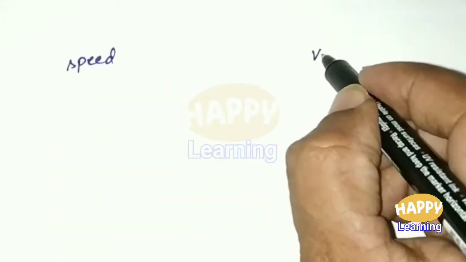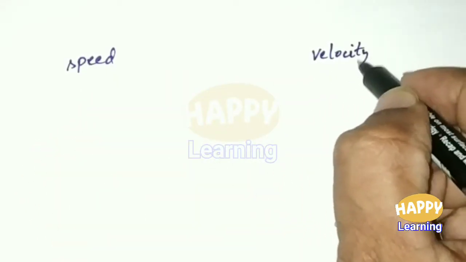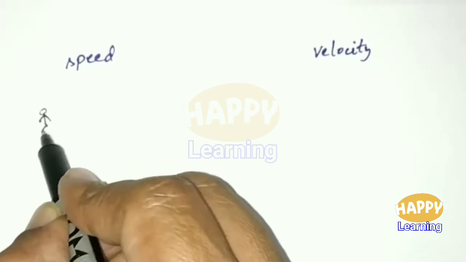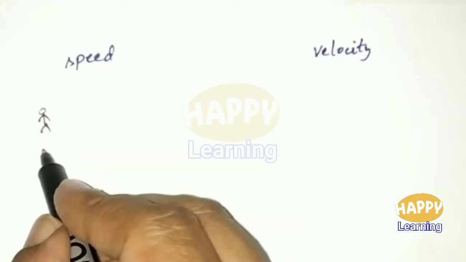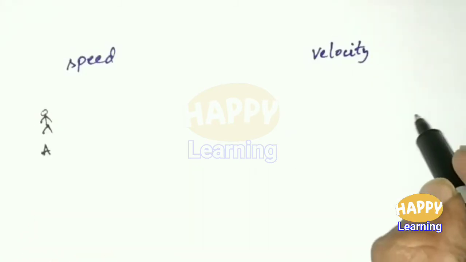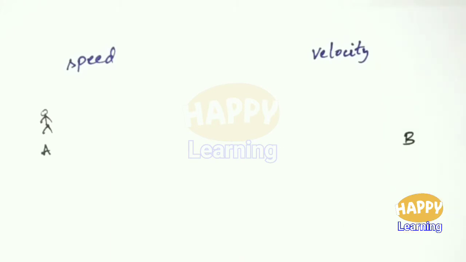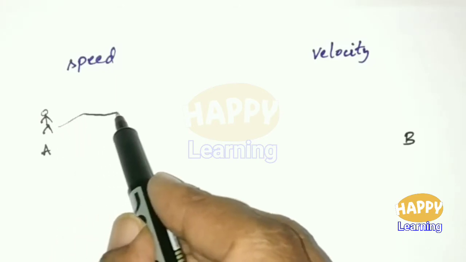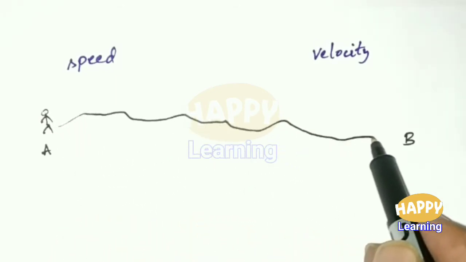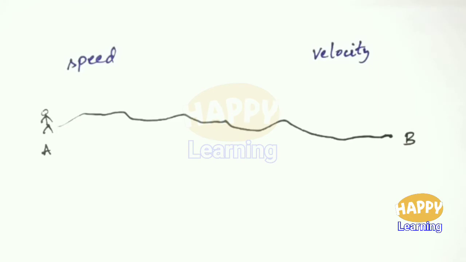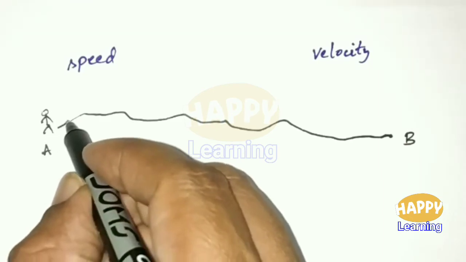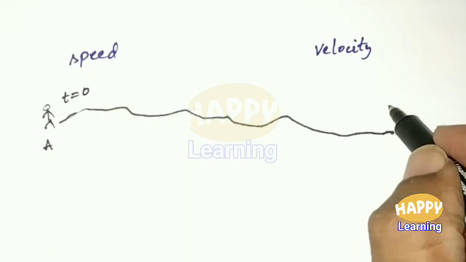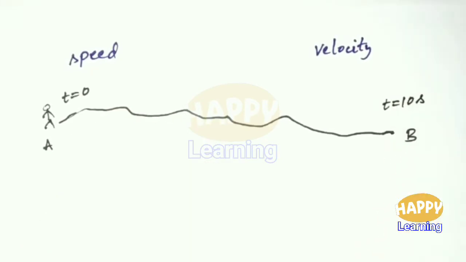Now let us discuss speed and velocity. Suppose a person is asked to start from point A and to reach the point B. He started from point A and walked along the track. It is a zigzag path. It's not a straight line in this case. At the beginning, time t equals 0. When he reaches B, time is 10 seconds.